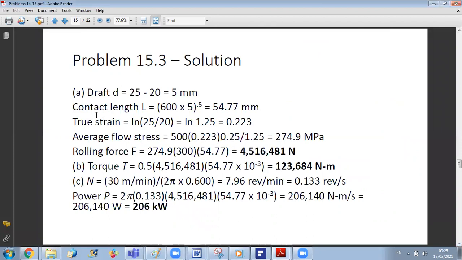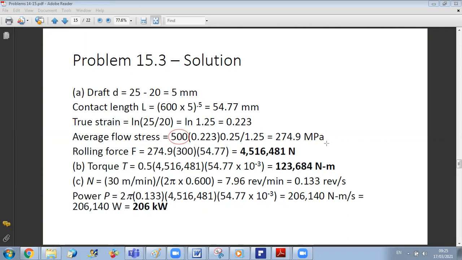So first, we calculated the draft as T0 minus T final. The contact length is the square root of R times draft. So it will also be in millimeters, since both dimensions are in millimeters. The true strain is ln of T0 over T final, without unit. The average flow stress is K epsilon^n over n plus 1. And since K has the unit of the average flow stress, it will be the same unit as K, because the others are without dimension.